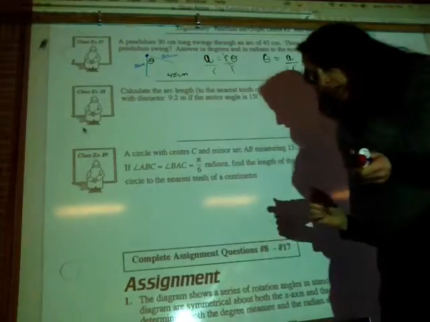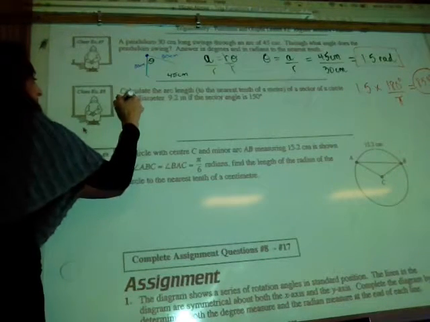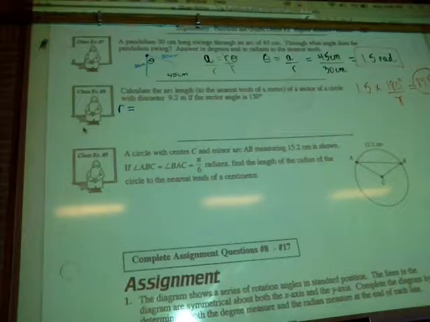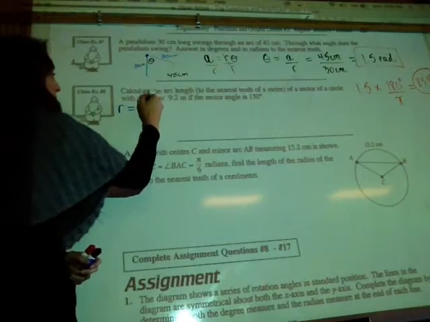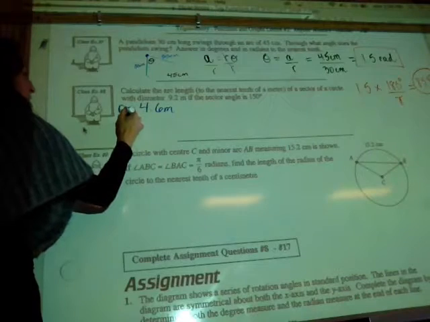Okay, the next one, we have to calculate the arc length to the nearest tenth of a meter of a sector of a circle with diameter 9.2 meters, and the sector angle is 150 degrees. What's your radius? Is it 9.2? No, you divide it by 2, so 4.6. Okay, and what's your angle?